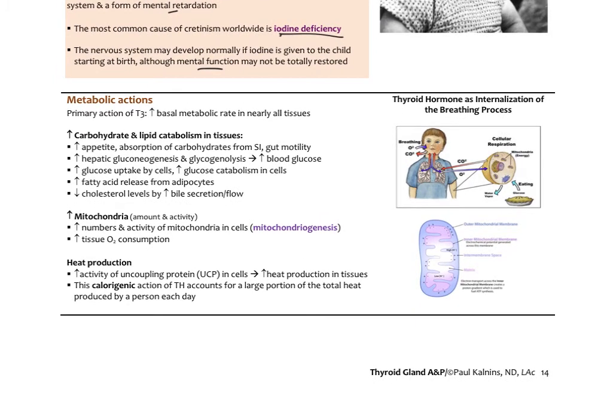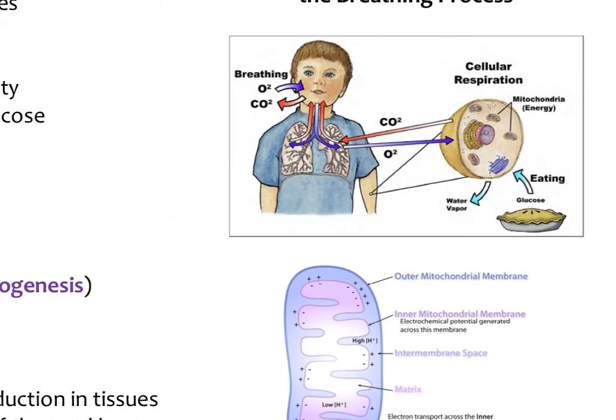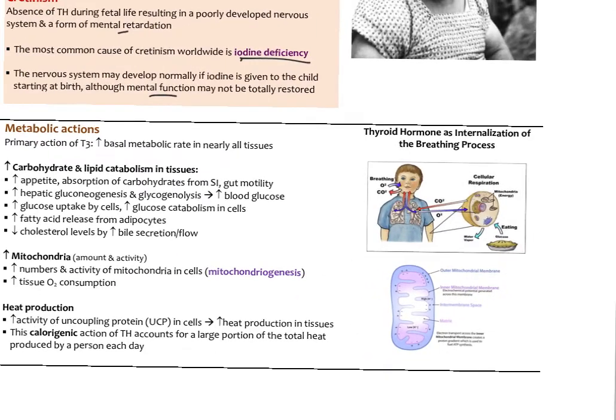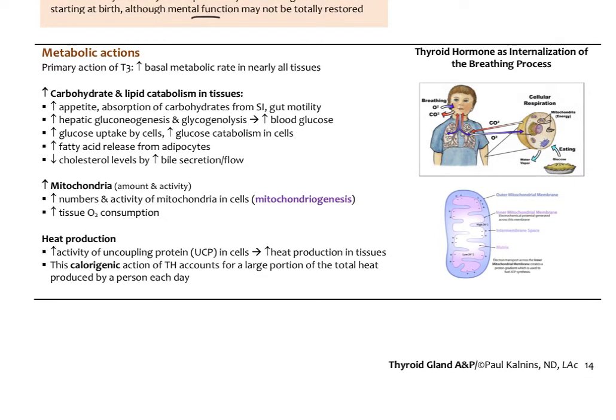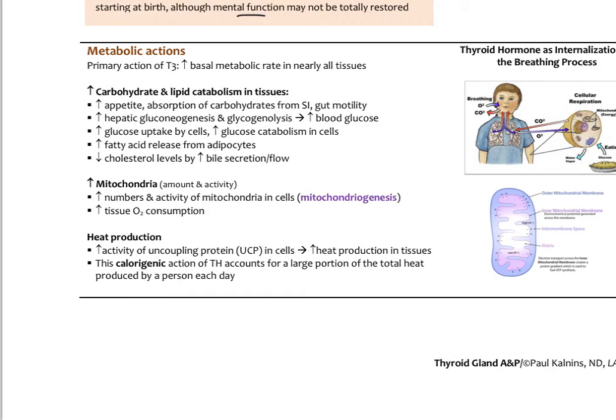We usually think, though, of thyroid in terms of its metabolic actions. So the primary action of T3 is to increase the basal metabolic rate of nearly all your tissues. So again, we can think of it as really carrying the pulmonary respiration process of oxygen into the cells, into the mitochondria, and improving the mitochondrial activity. So here we have thyroid hormone, the gland sitting right at the opening to the lungs on the trachea, really carries the lung activity into the tissues. So it increases carbohydrate and lipid catabolism in tissues. So basically increases appetite, but also absorption of carbs from the small intestine, gut motility.